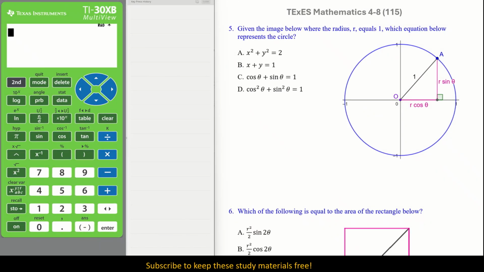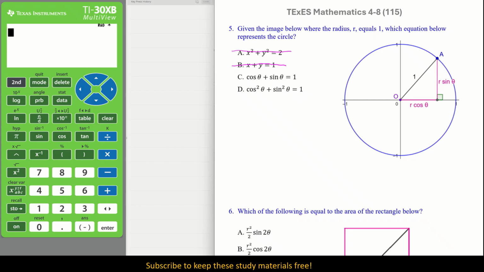Number 5, given the image below where the radius r equals 1, they've shown that, which equation below represents the circle? Well, if you look at A, that demands a radius of, well, that would be the square root of 2. Either way, in no way does that give us the radius of 1. So A is out. B is linear. That is not a circle. That is out.